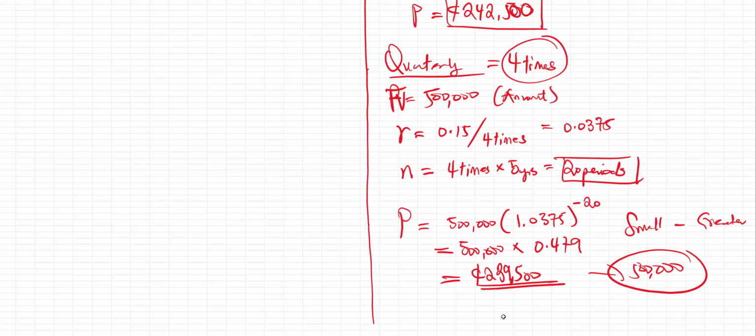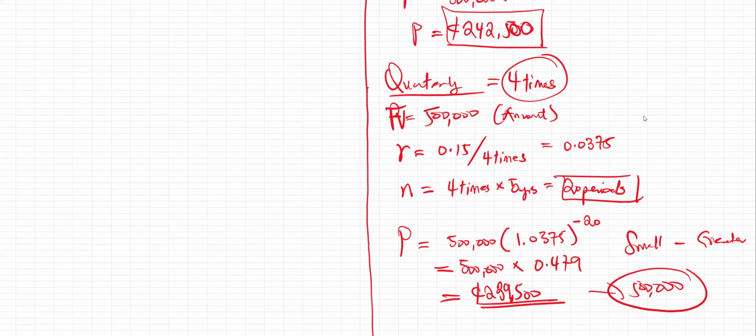For 242,500, budget 500, one year. The yearly one will be better than the quarterly one. Look, for 242,500, for budget 500,000. Now for 239,500, budget 500,000. Well, 239,500, that is it.